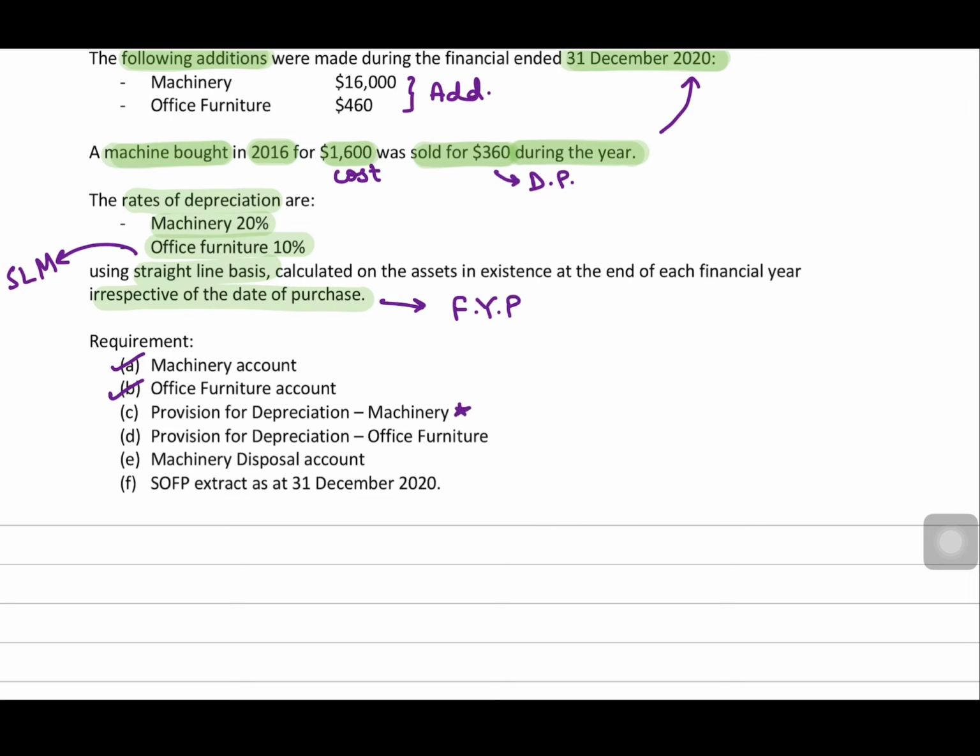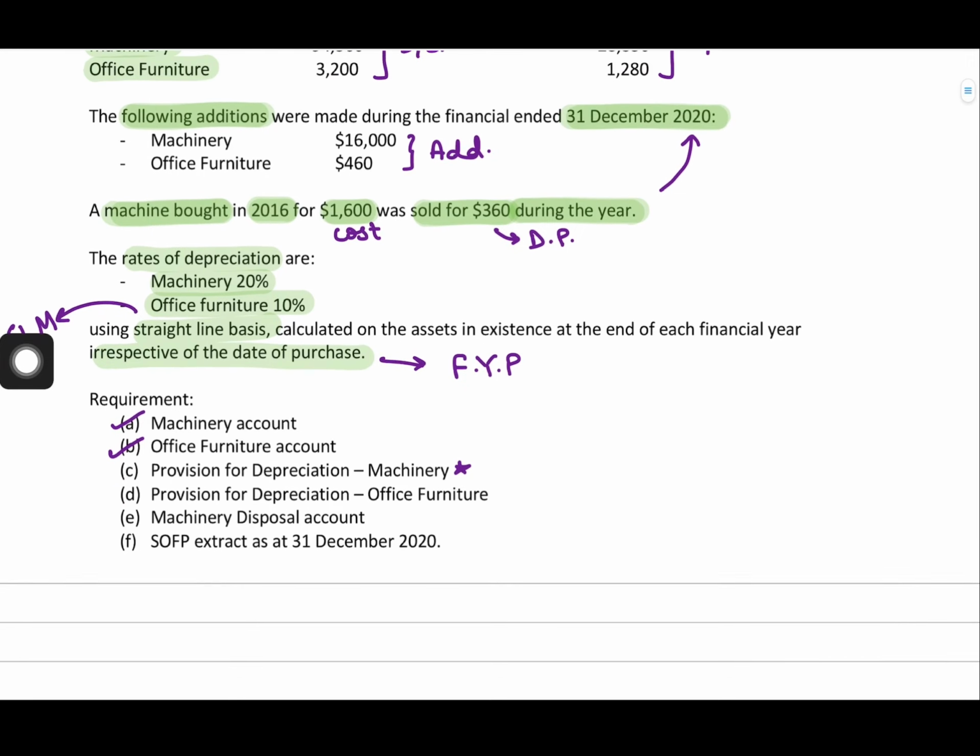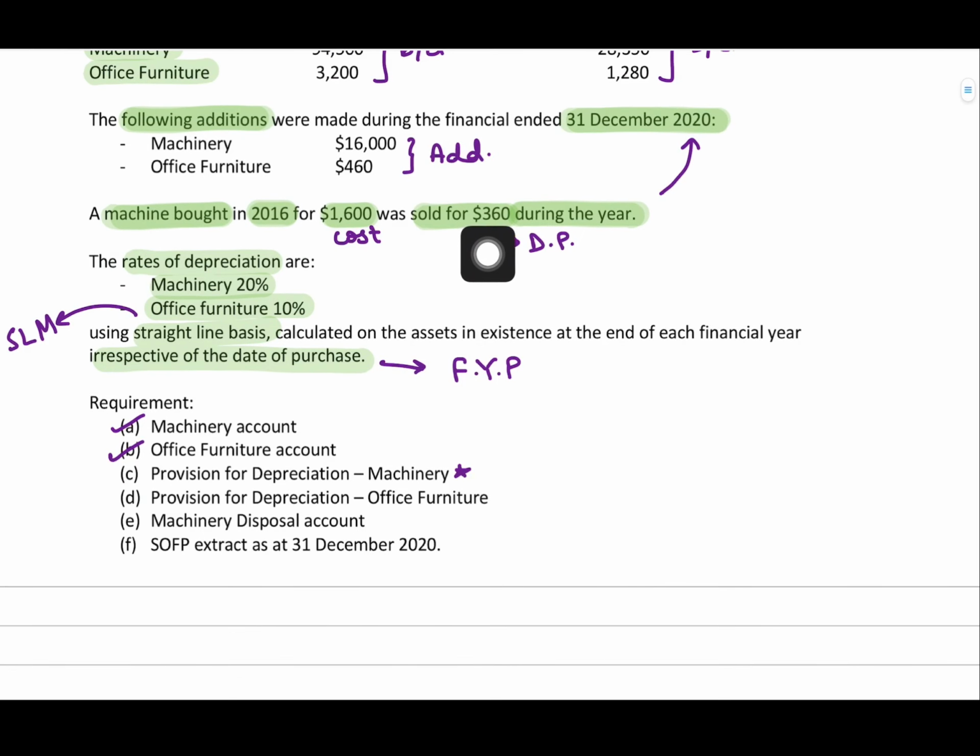Right, and in machinery we know that there is a purchase as well as a disposal. What is the policy? The policy is straight line method, 20% on machinery, 10% on furniture, and this is a full year policy. Okay. So, in this question we were not given the date of disposal, and that is not required in order to calculate the accumulated depreciation on this asset, because this is a full year policy, and since this asset did not exist at the end of 2020, there will be no depreciation calculation on this asset for the current year, right.